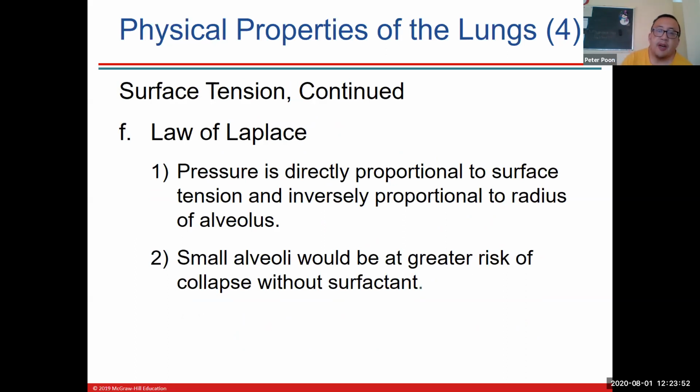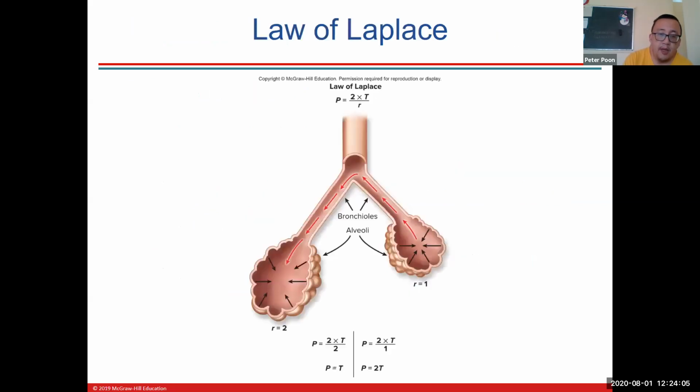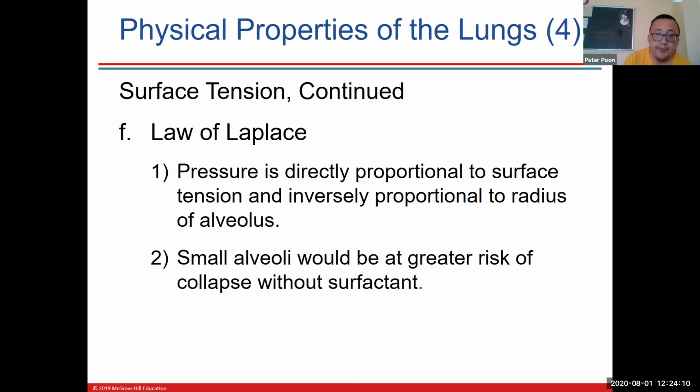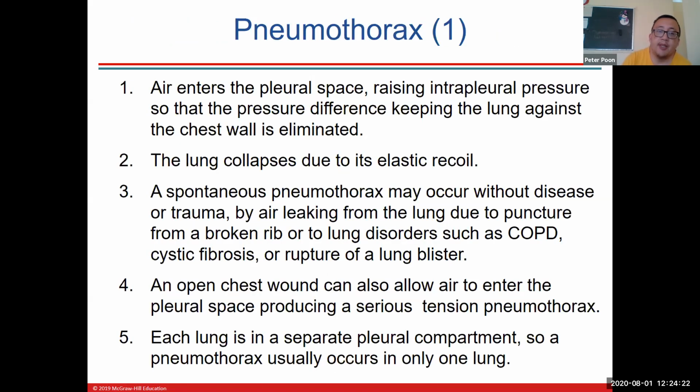So the pressure is directly proportional to the surface tension and inversely proportional to the radius of the alveolus. That's the law of Laplace. And so here, the smaller the alveoli, the more the tension. Okay. So the small alveoli would be at greater risk of collapse without surfactant. What surfactant does is it removes the surface tension of the water.